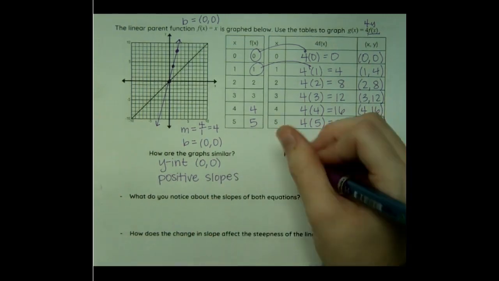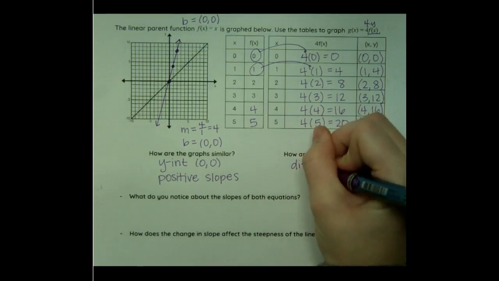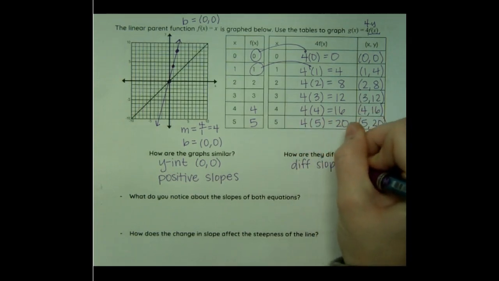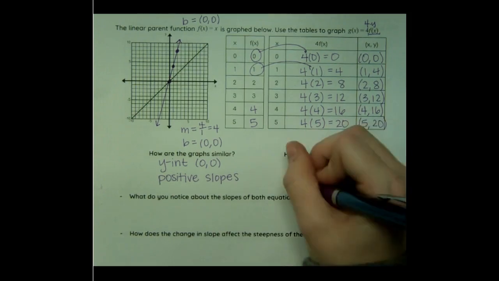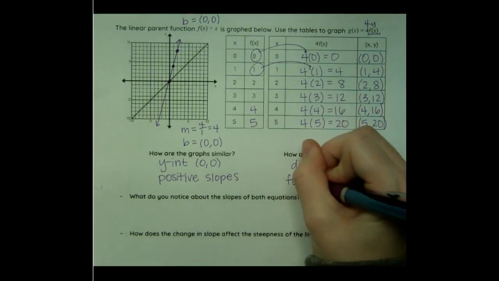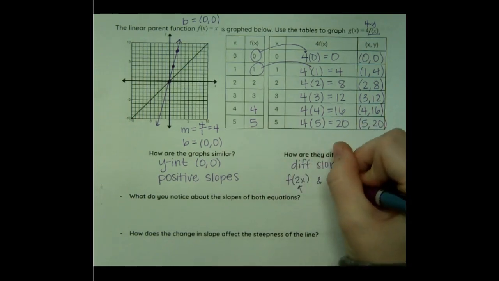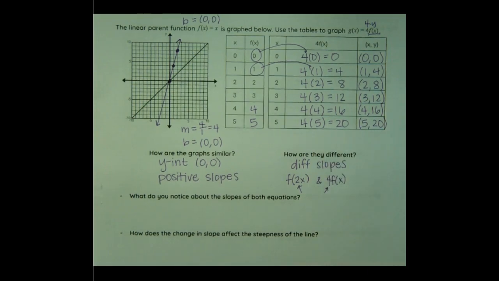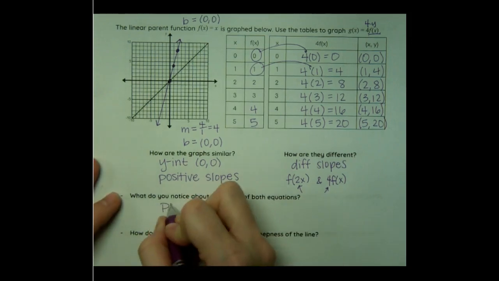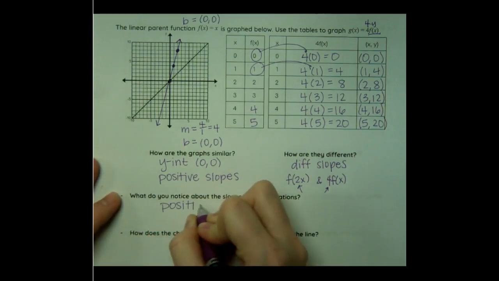They were different because they had different slopes. Yes, we were both positive, but they were different. And it was really just how it looked. So one of them had the number on the inside, and one of them had the number on the outside. But they did the same thing. So what do we notice about these slopes? Like we said, they're both positive.